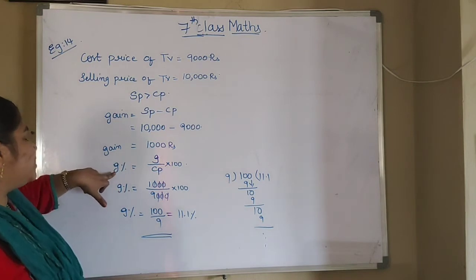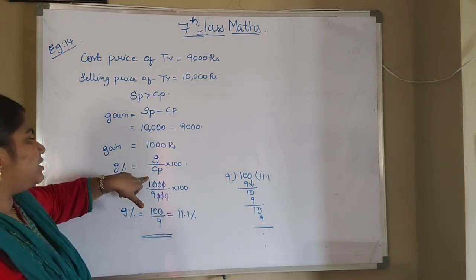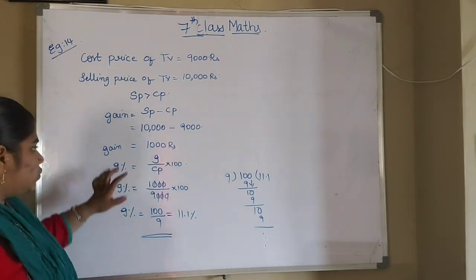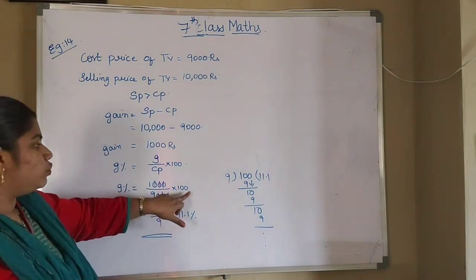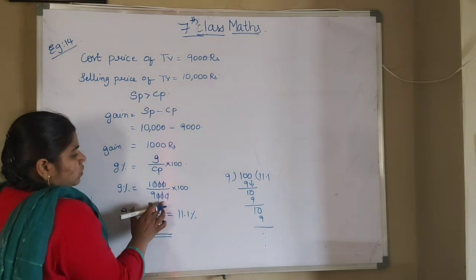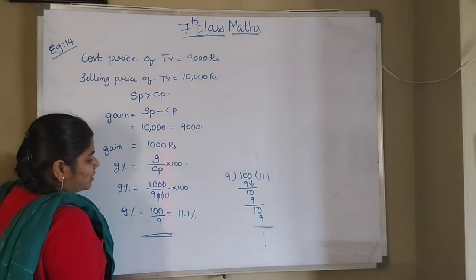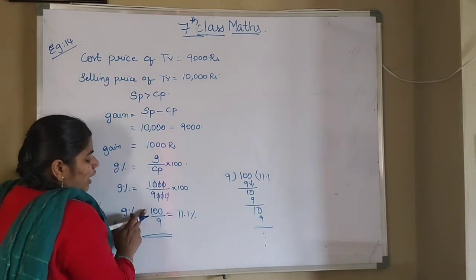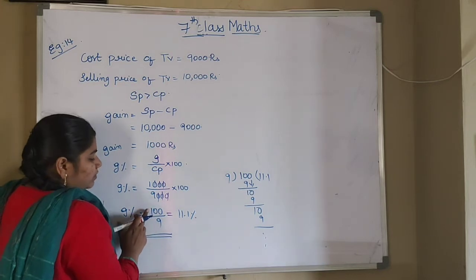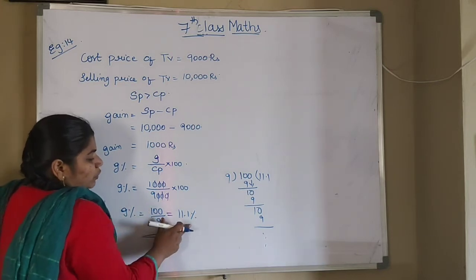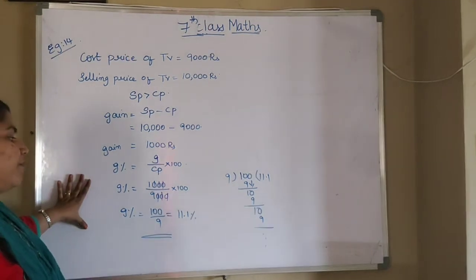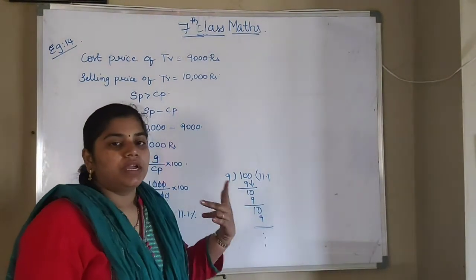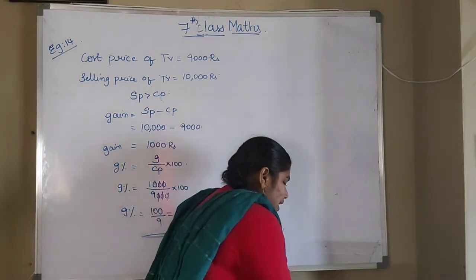So what is the gain percentage? Gain by CP into 100. Gain value is 1,000, CP value is 9,000, into 100. Now the zeros will get cancelled. What is the remaining value? 100 by 9. If you divide 100 by 9, the value is 11.1%. So he got 11.1% gain. Okay, so this is our example 14.